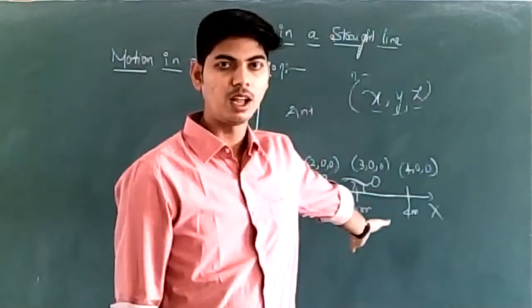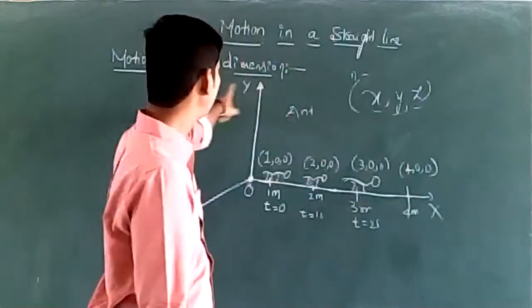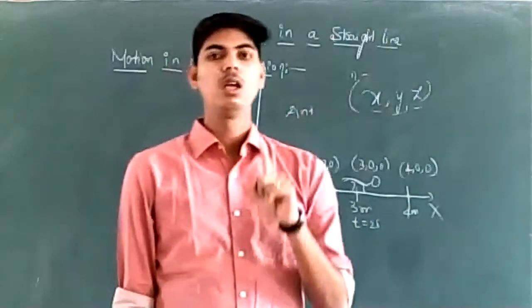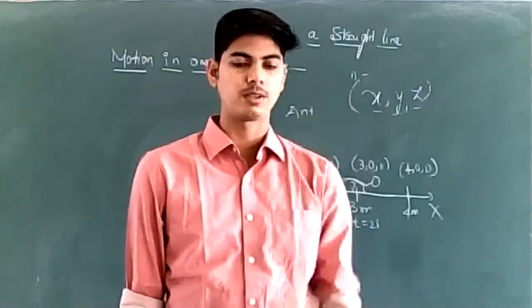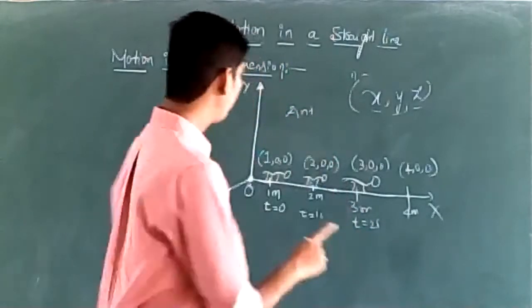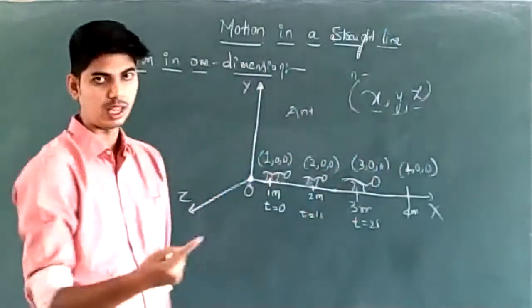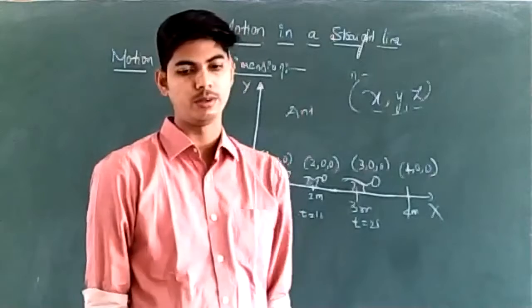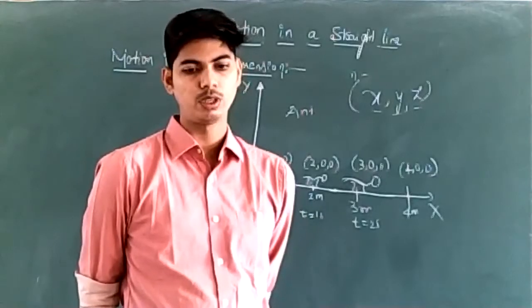How can we define motion in one dimension? An object is said to be in one dimensional motion if only one position coordinate of it is changing with time. If only one position coordinate of the particle is changing with time, we say that the particle has one dimensional motion.